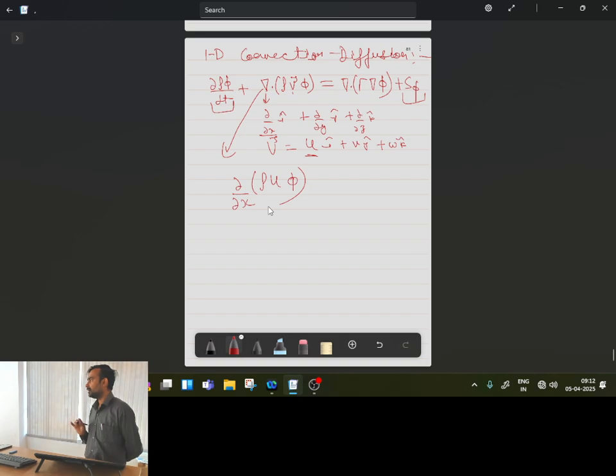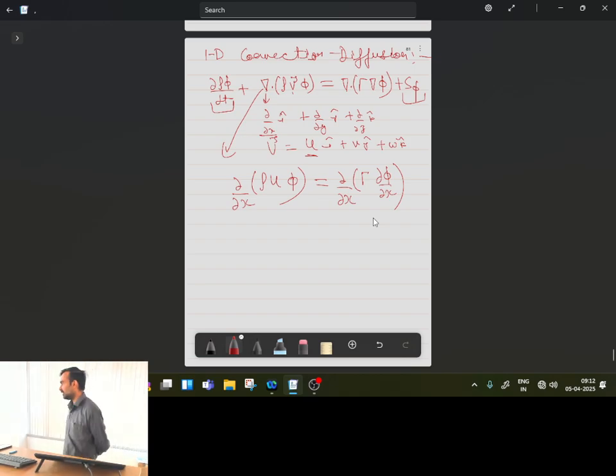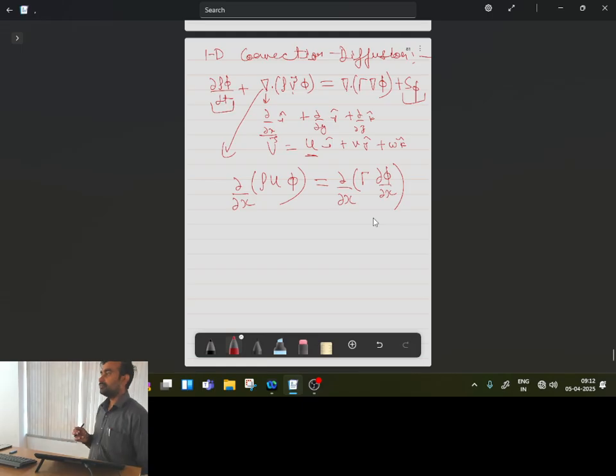Is this point clear? Now, along with this, on the right hand side I again have del, so it becomes del by del x. Then I will have gamma, and then again del phi by del x. So this is now the one dimensional convection diffusion equation. Is this point clear? Now, what is the physical meaning of this equation?